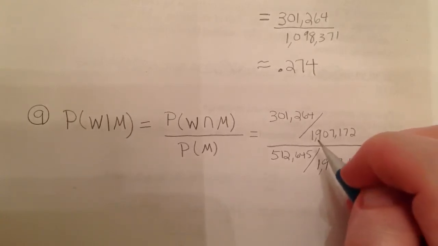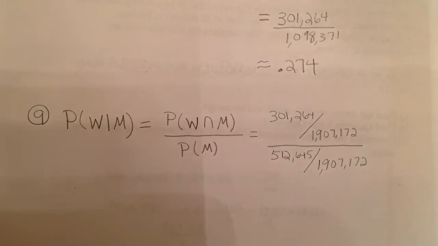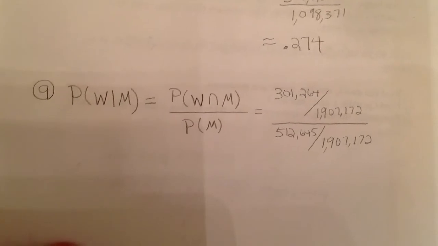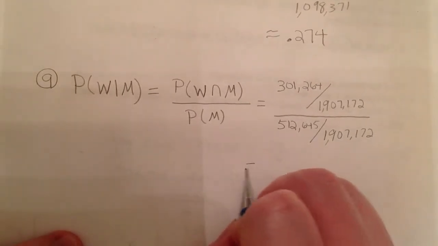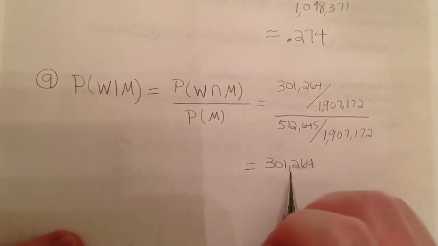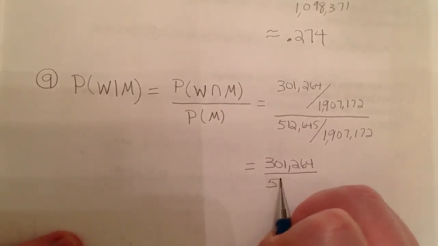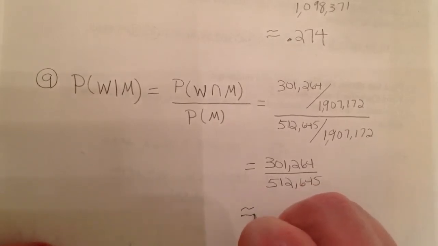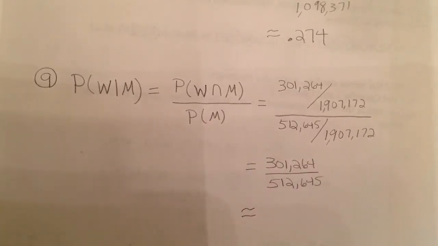1,907,172. If you clear away the complex fraction, the denominators from the ratios will cancel. And so the probability is 301,264 out of 512,645. And as a decimal value, this comes out to about 0.588.